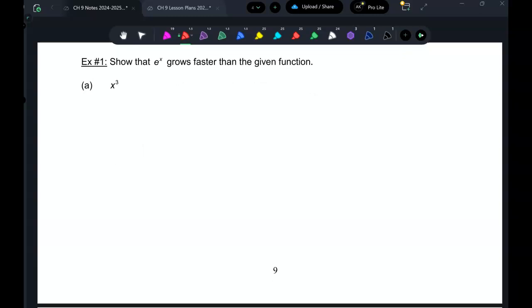Okay, and then we'll summarize which functions grow faster than others. So we want to show that e to the x grows faster than the given function. It doesn't matter which one you put on the top and which one on the bottom. It makes no difference. Do we have a preference? e to the x on the top? Sure.